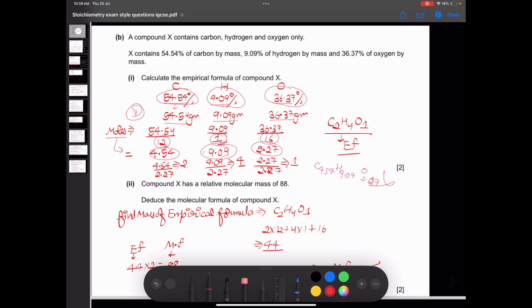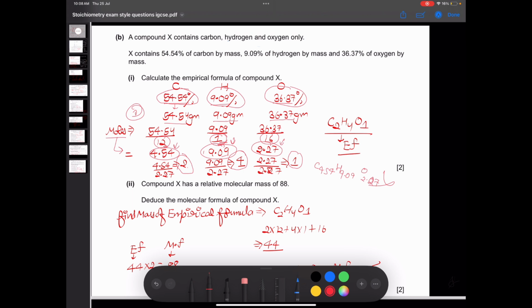What do I mean by this? Out of 4.54, 9.09, 2.27, which one is the smallest one? 2.27. So we divide all of them by 2.27. For carbon, I'm getting a number 2. Hydrogen, I'm getting a number 4. And for oxygen, we are getting a number 1.